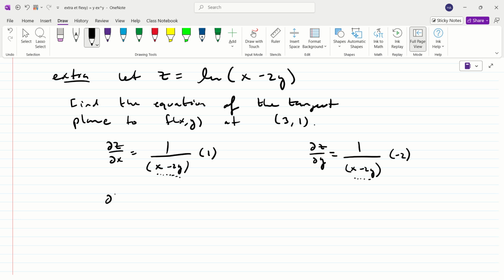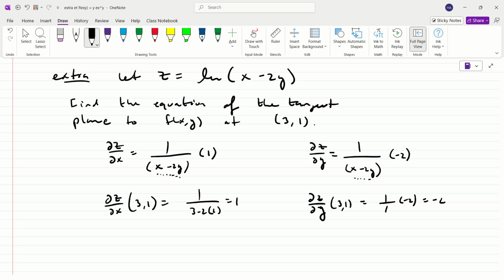Now, we'll take these partial derivatives and evaluate them at 3, 1. So this is 1 over 3 minus 2 times 1, which is just conveniently 1 for this one. For this other one, we'll have again 1 over 1 times negative 2. That's negative 2.